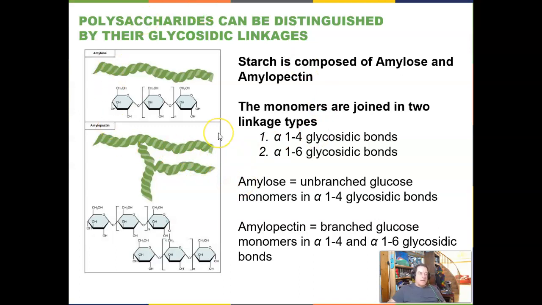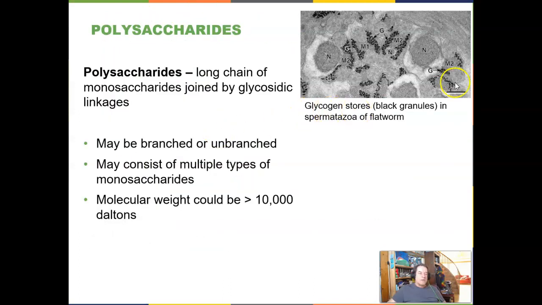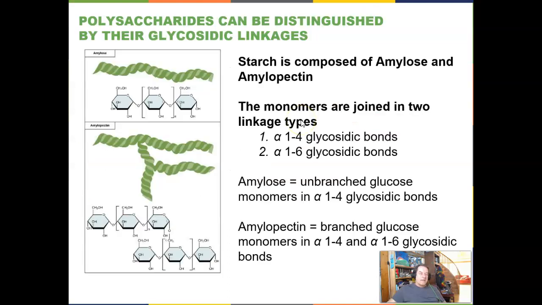Energy storage in plants, just like glycogen, is energy storage in animals. Same idea, slightly different formulation. Glucose polymer called glycogen, slightly different glucose polymer called starch. Amylose or amylopectin, depending on whether it's single or branched.